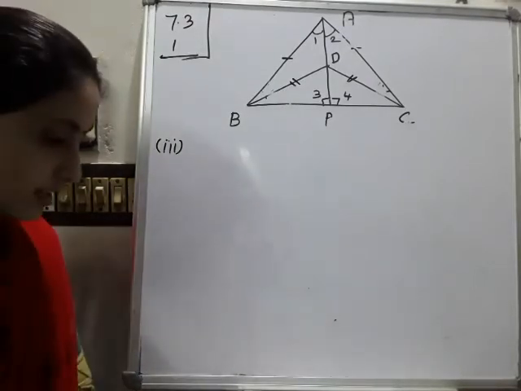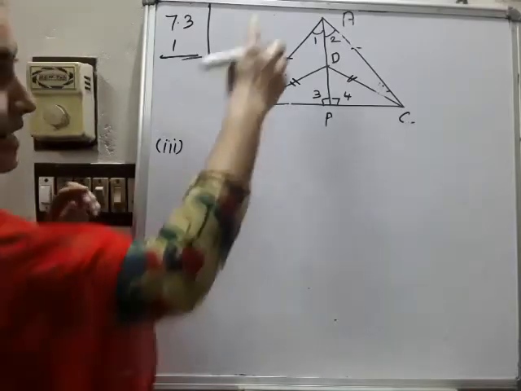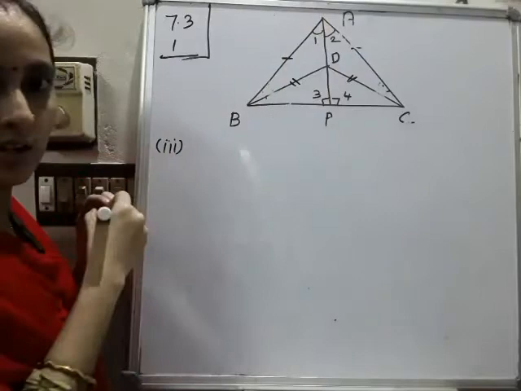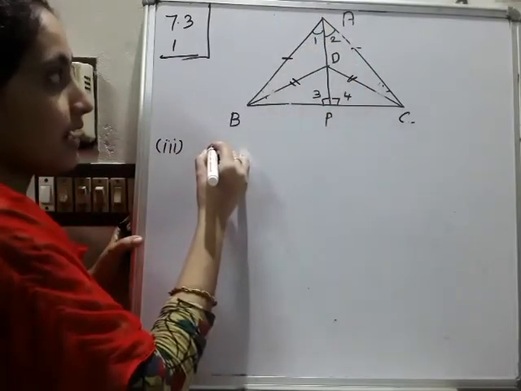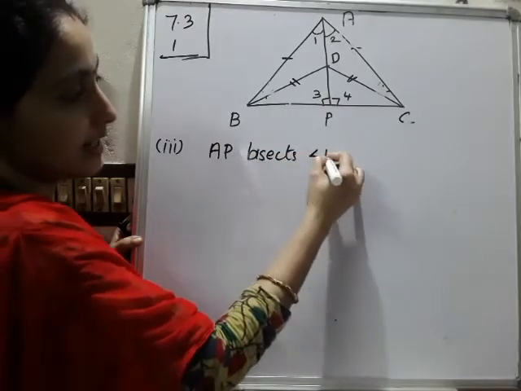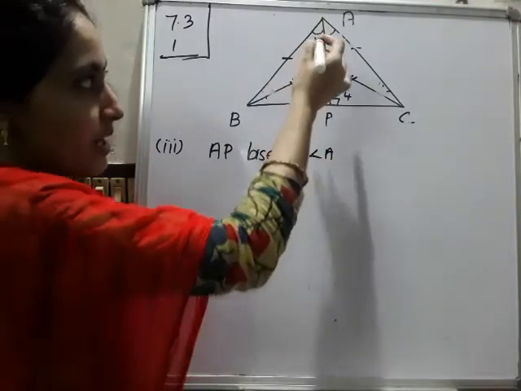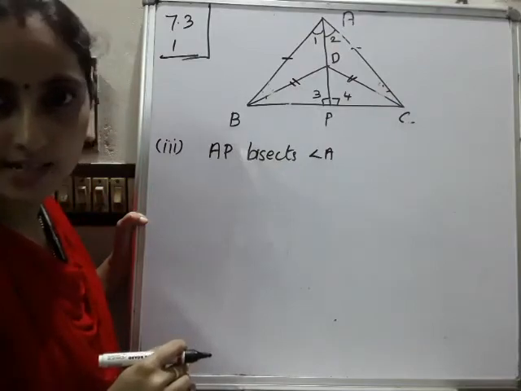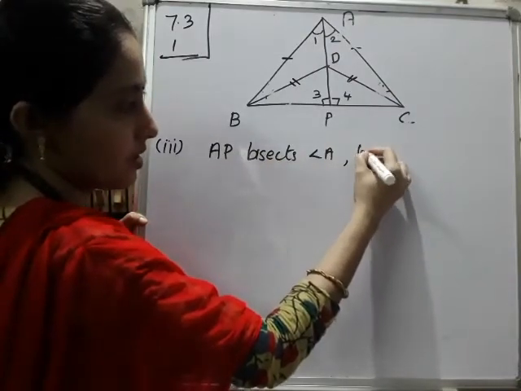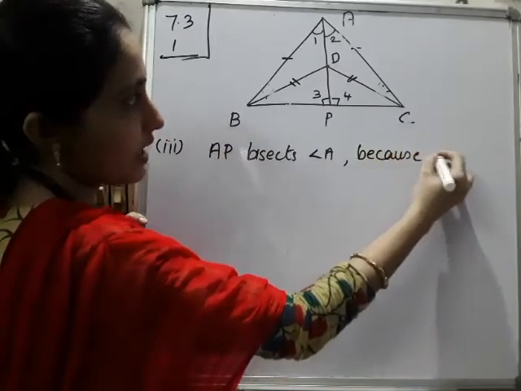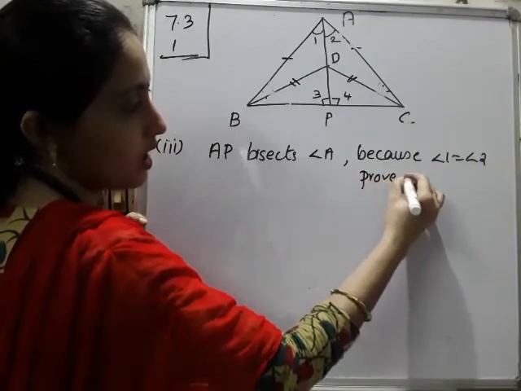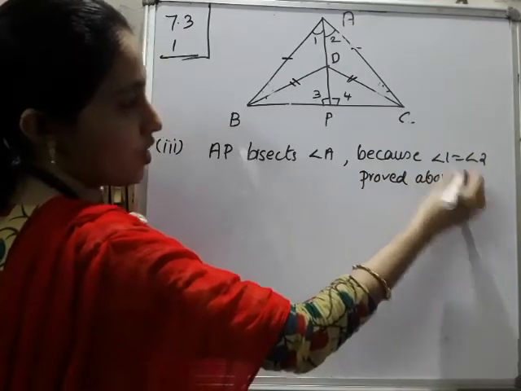Third part. What is the third part given in the question? AP bisects angle A as well as angle D. That is, this line bisects this one. Okay, first thing already got. Is it AP bisects angle A? That we already got. From where? We already mentioned angle 1 is equal to angle 2. So AP bisects angle A because angle 1 is equal to angle 2, proved above. So already we proved that.